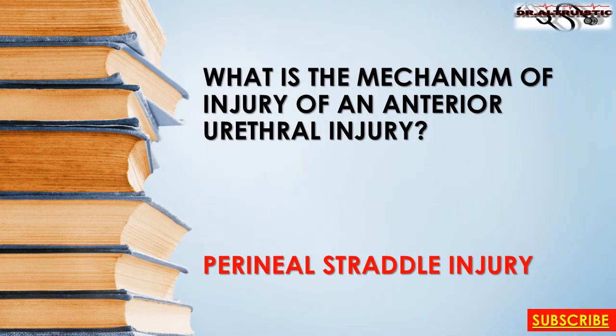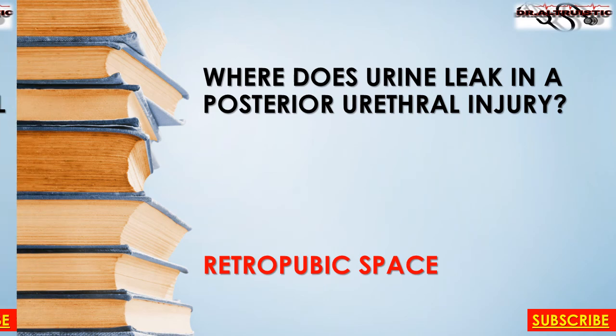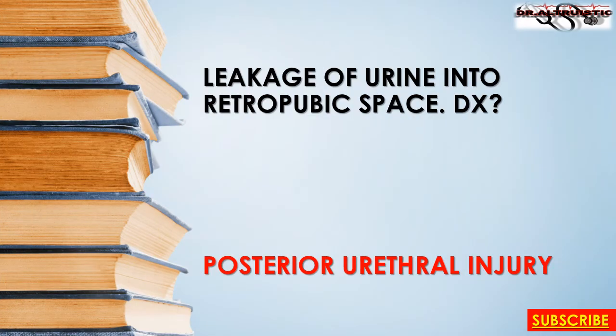What is the mechanism of injury of an anterior urethral injury? Perineal straddle injury. A pelvic fracture is the most common mechanism to cause which type of urethral injury? Posterior urethral injury. Where does urine leak in a posterior urethral injury? Retropubic space. Leakage of urine into retropubic space is diagnostic of posterior urethral injury.